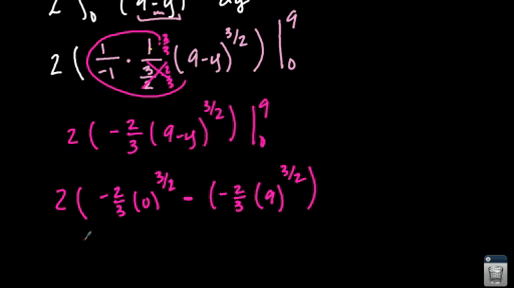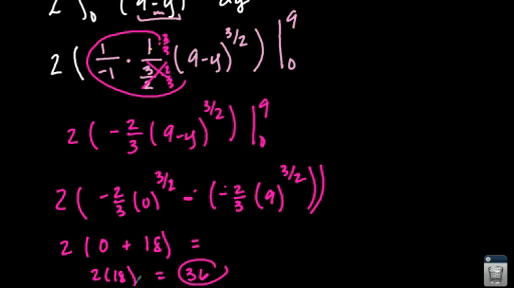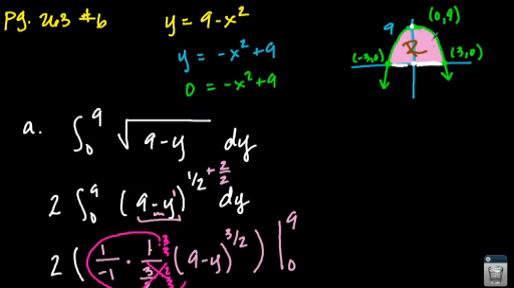All right, so let me put a parenthesis. So I end up with 2 times 0 plus, right, negative times negative. So I end up with 9 to the 3/2, which is 27, times 2/3, which is 18. No, I lost my mind for a second. All right, so we end up with 2 times 18, which means my total area is 36. So the area underneath the curve has a value of 36.